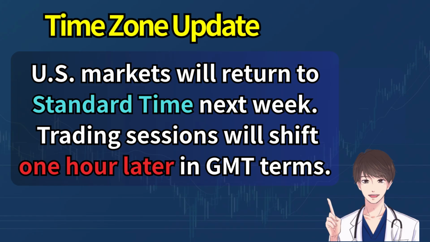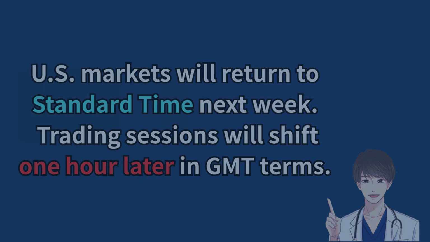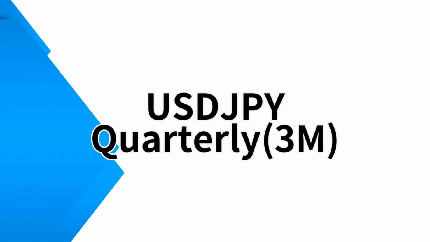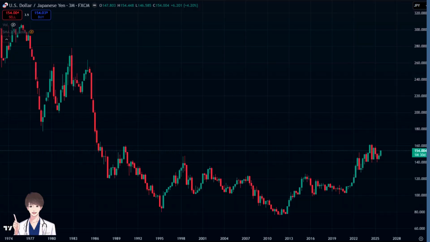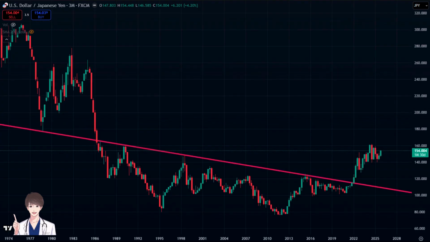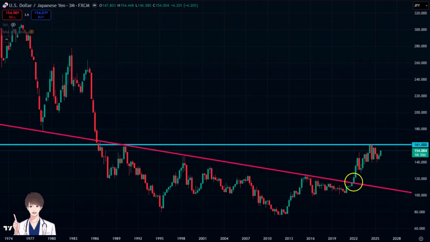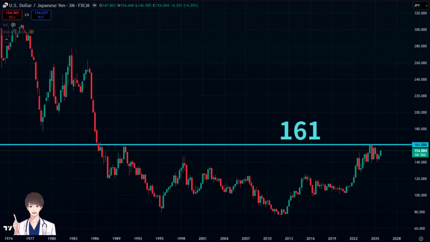Now, let's begin with the quarterly chart. Here is the quarterly chart of USDJPY, also known as the 3-month chart. Since 1987, the pair had been in a long-term downtrend. That trend was eventually broken, and after reaching a major high near 161, price has pulled back. I see this as a range phase following the previous downtrend.